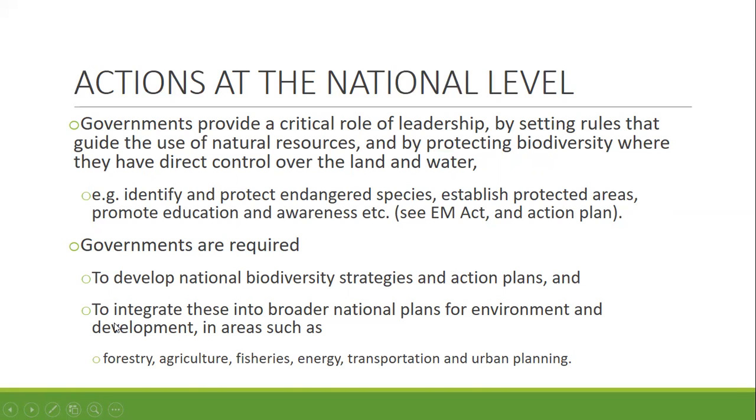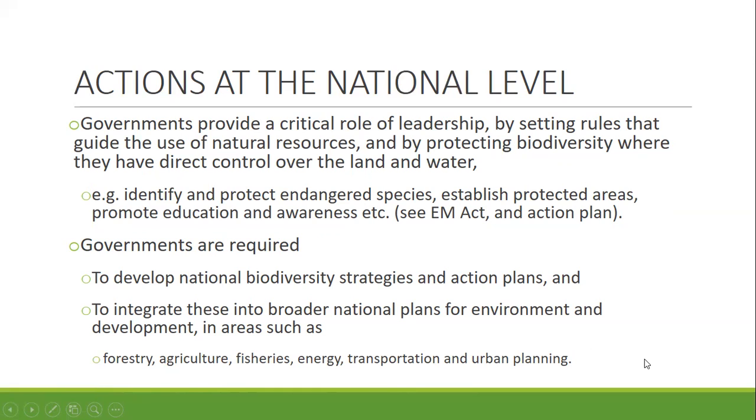So that being said, it is important as well to integrate these, particularly where we have varying action plans, into broader national plans for the environment and development. For example, we would often have individual national policies for our different industries and sectors: forestry, agriculture and fisheries, energy, transportation, urban planning. So it is important for governments to take a leadership role in ensuring that the overarching national biodiversity policies and strategies are accounted for in the various sectors. Okay, so that's what this point means.